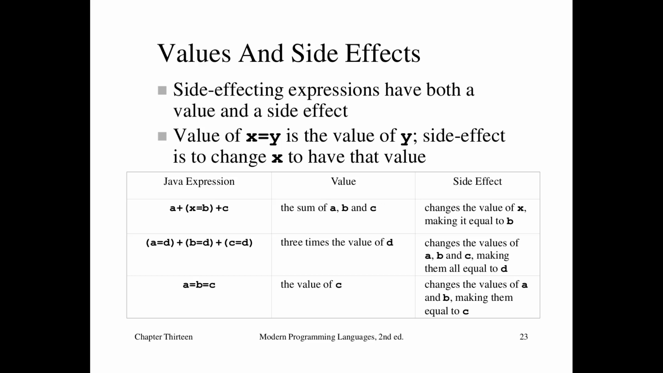So if we write a Java expression, for example, a plus x equals b in parentheses plus c, what that is really saying is it's the sum of a plus b plus c, but it had the side effect of assigning b to x in the middle, right? This is not a good thing. Similarly, we can look at the second one, which says a equals d plus b equals d plus c equals d. That really is just 3 times d, and then we've also made the assignment of d to a, b, and c, right?